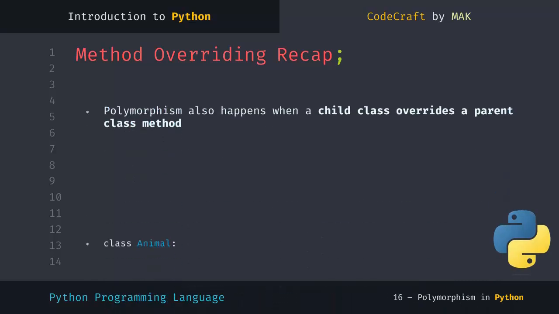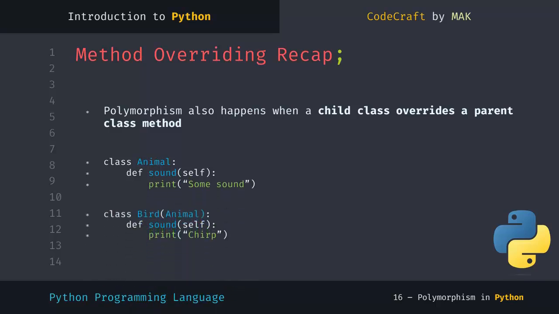Method overriding recap. Polymorphism also happens when a child class overrides a parent class method. For example, class Animal with function sound(self) prints some sound, and class Bird of Animal class with function sound(self) will print chirp.